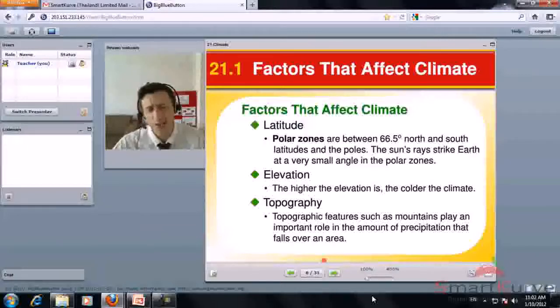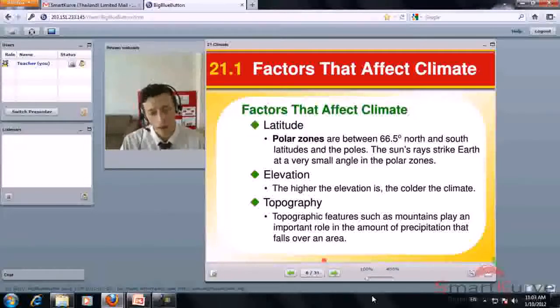We'll see the next one in the list, elevation. The higher the elevation is, usually the colder the climate. We know here in Thailand, if you go up to Chiang Mai, it's much cooler than Bangkok. And one of the reasons for that is Chiang Mai is in the mountains, so it's at a higher elevation. So the temperatures tend to be cooler than in low areas.